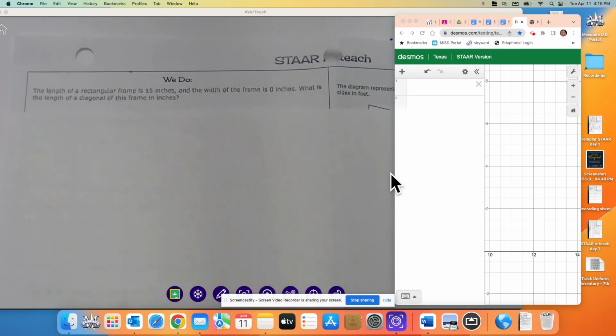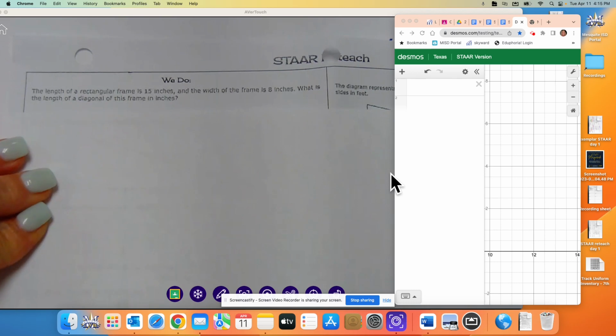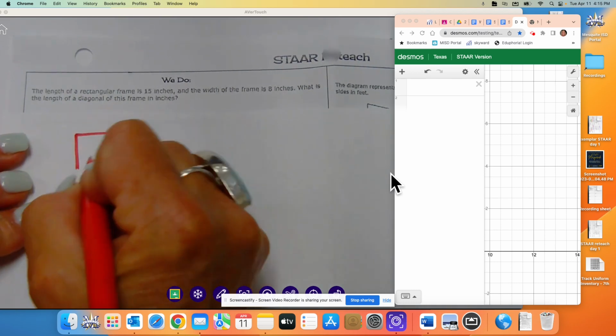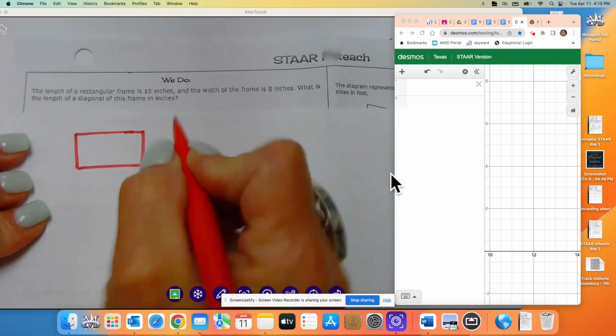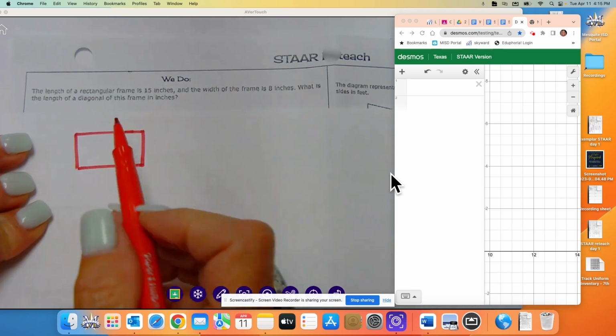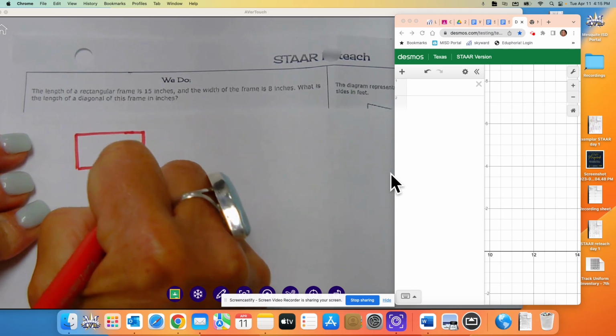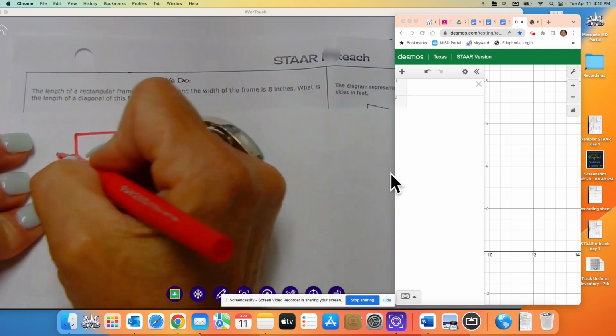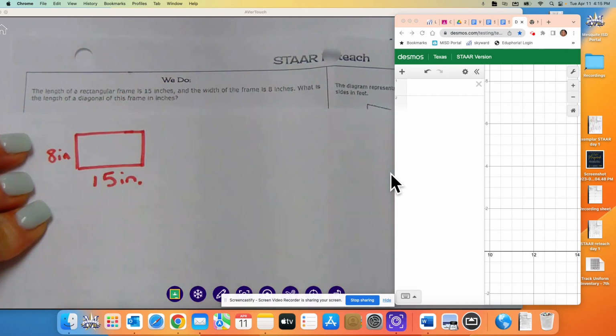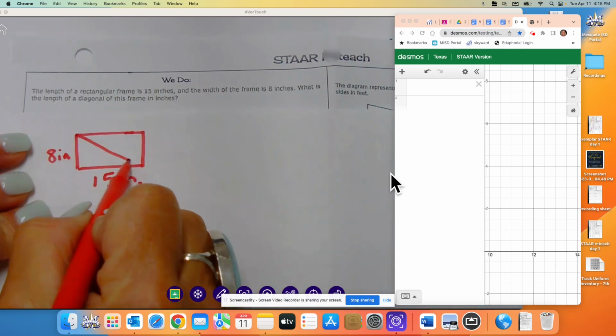Okay, it says the length of a rectangular frame is 15 inches. The width of the frame is 8 inches. What is the length of the diagonal? Okay, so what we're going to do is draw a picture since there's not a picture. It says the length of a rectangular frame, so I'm going to draw a rectangle. The length of the frame is 15 inches, and the width is 8 inches. They want to know what is the length of the diagonal.